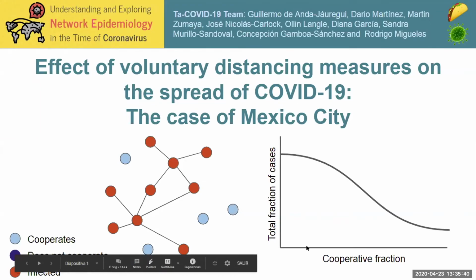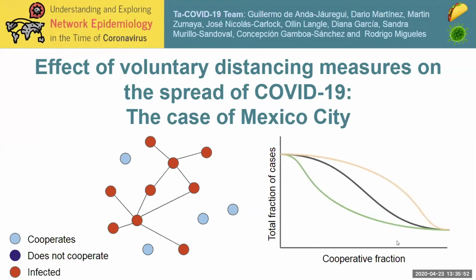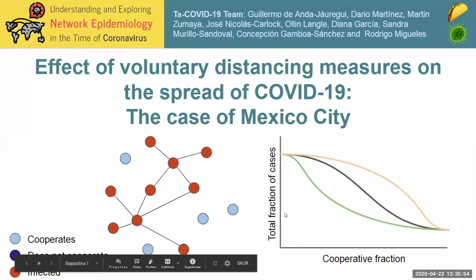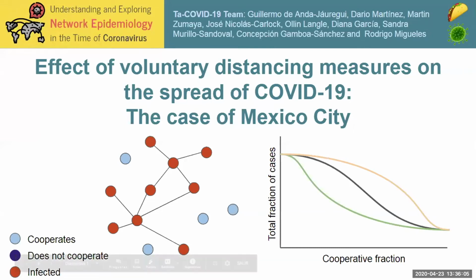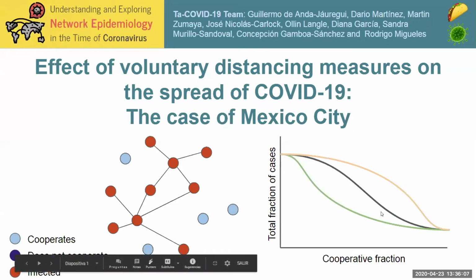But if nobody abides by them, we expect to have more cases. But how many more cases can we expect? This is a little bit of the efficiency of implementing these measures. We want to know how this will behave: if we are able to get 20% of the population to obey and follow the indications, will we reduce the number of cases by 50%, or by how much? This is the aim of our study.